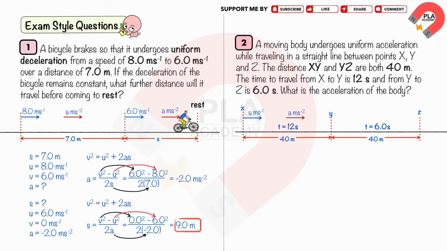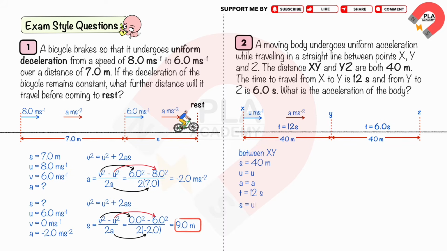All vector quantities in this question are directed to the right. We'll assign a positive sign to them. Between points x and y, its displacement, s, is 40 meters, its initial velocity is u, its acceleration is a, and its time, t, is 12 seconds.